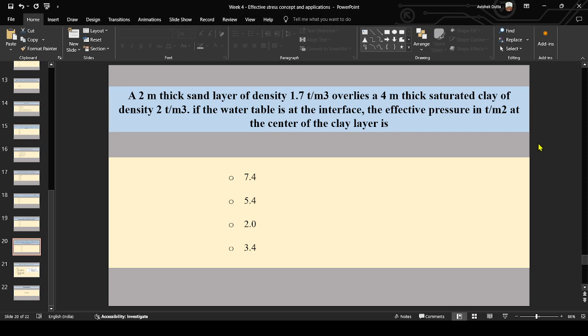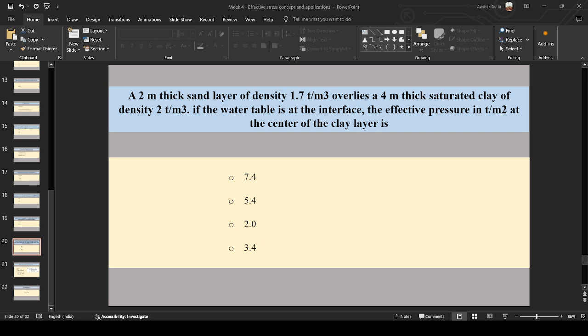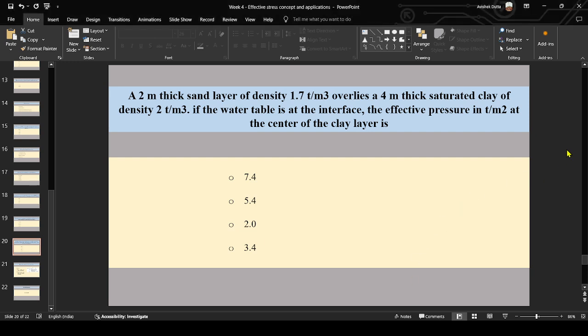A 2 meter thick sand layer of density 1.7 ton per meter cube overlies a 4 meter thick saturated clay of density 2 ton per meter cube. Now, if the water table is at the interface, that is between the sand and clay, the effective pressure in ton per meter square at the center of the clay layer is.